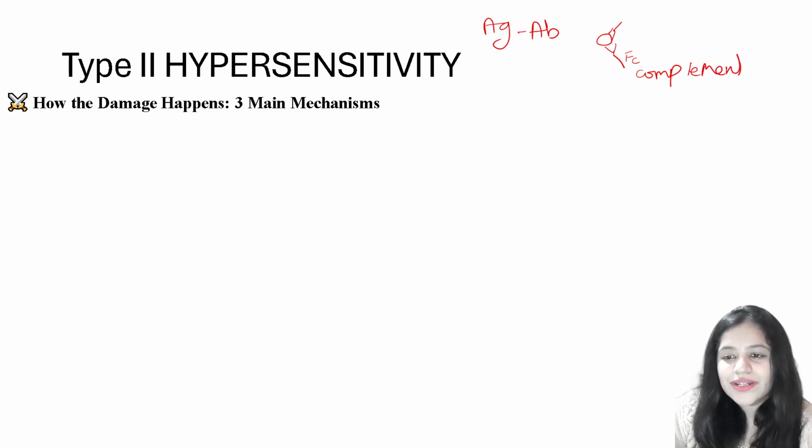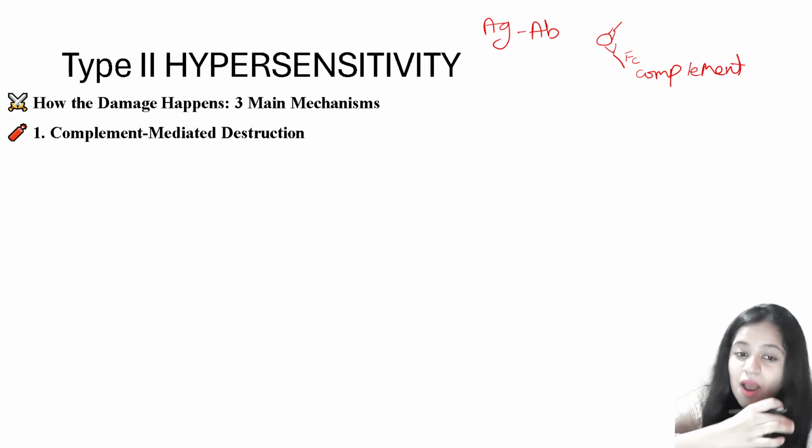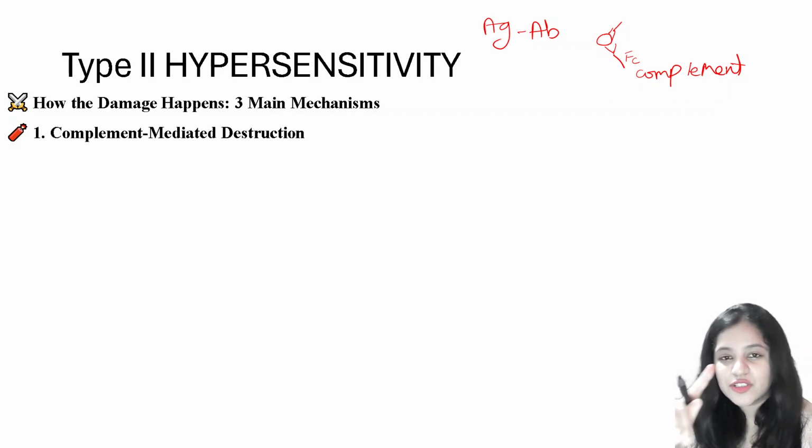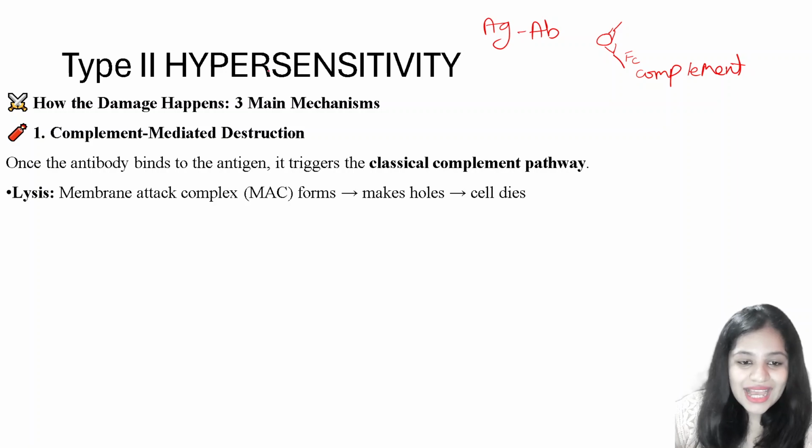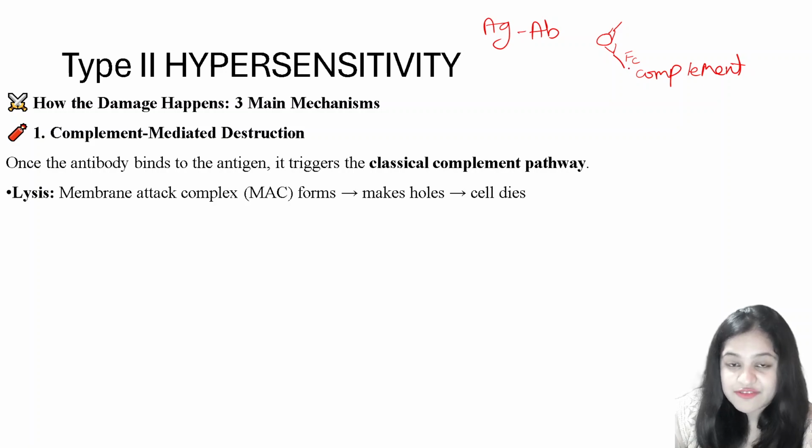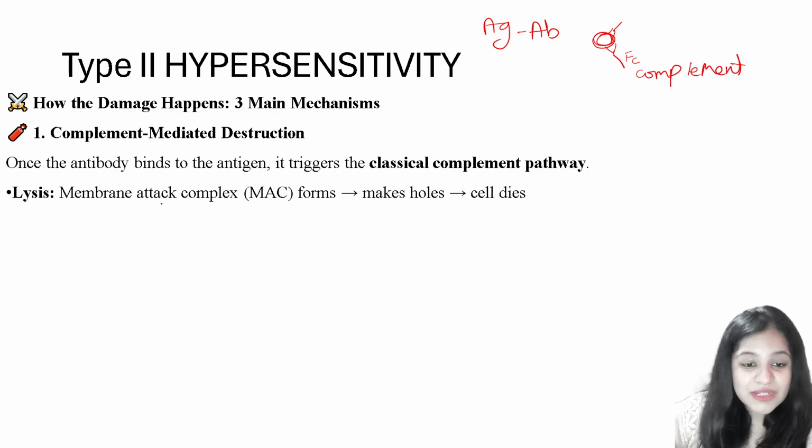And it will do what? It will activate your classical complement pathway. So complement mediated destruction is the first mechanism. Once the antibody binds to the antigen, this binding triggers the classical complement pathway by the Fc part of the antibody. So there is lysis of this target cell by formation of membrane attack complex.